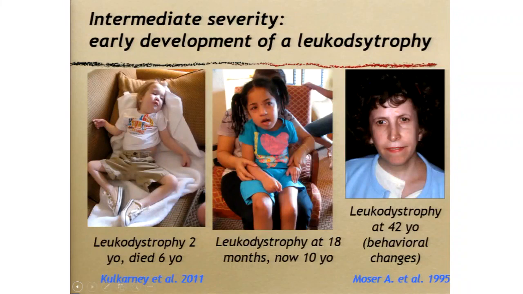So intermediate severity was originally classified as neonatal adrenal leukodystrophy, so you assume the children develop a leukodystrophy. Not all of the intermediate patients develop a leukodystrophy, and the course of the leukodystrophy can be very different. And so this little boy developed a leukodystrophy and died soon afterwards. However, this little girl developed a leukodystrophy which arrested, and she has now regained functions and is 10 years old. And this woman was living in a group home and had blindness and deafness, and she had some behavioral changes that led to the diagnosis of a leukodystrophy at 42 years of age.